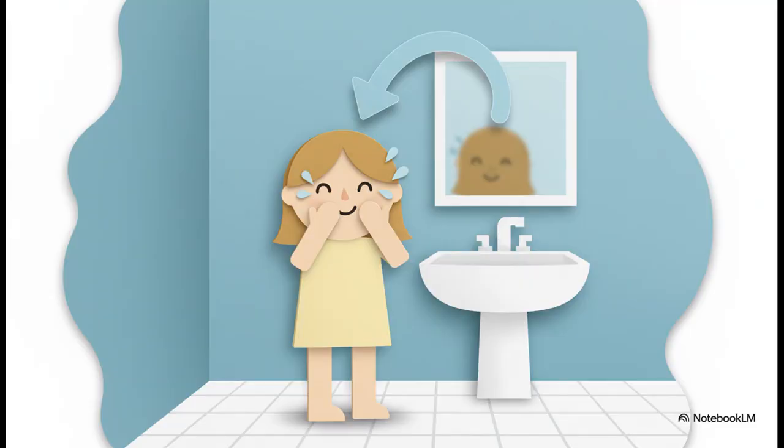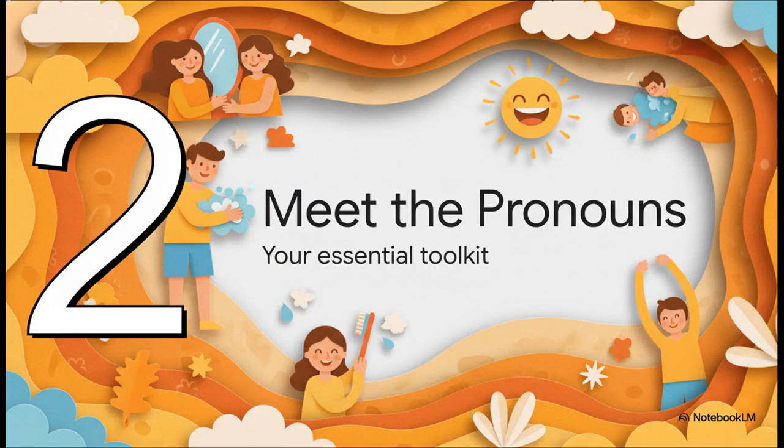And this example right here shows that perfectly. You see, ich, that's the subject, the one doing the washing. And mich is the object, the one getting washed. And yep, they're the same person. The action literally reflects. That is the fundamental pattern you need to know. Now, to actually use these verbs, you're going to need the right tools. So let's move on and build out our essential toolkit, the reflexive pronouns.